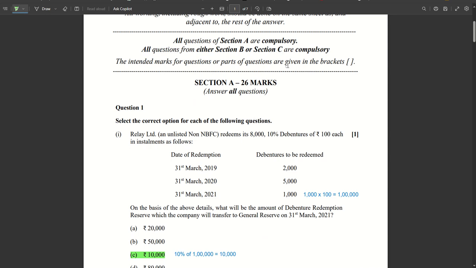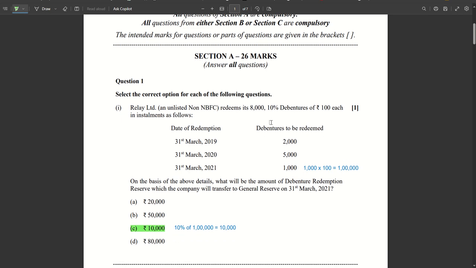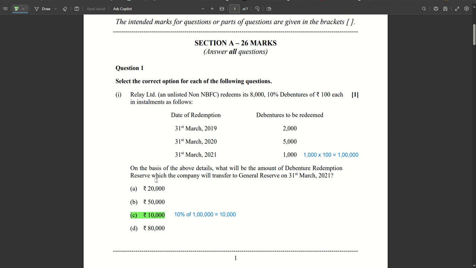The first one that we have is on redemption of debentures, where we have the list of redemptions given here. This is redemption by draw of lots in installments, and you're requested to calculate the amount that will be transferred from DRR to general reserve, right? So when we redeem a debenture, the amount is transferred from DRR to general reserve, and you are required to calculate that amount as on 31st March 21, how much will be transferred.